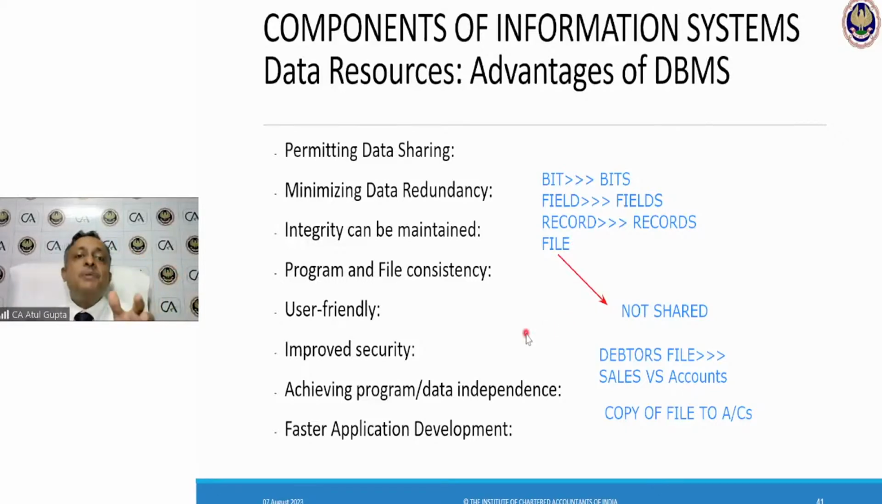Then integrity can be maintained. Yes, because in a database you can give access rules: who can do what. So you can maintain integrity. And data consistency. Yes, in the previous system, the debtors file with sales was updated, but the copy of accounts was not updated. Consistency was not there. So these were the issues in the previous way of storing information in file format, which have been taken care of by the database. Knowing the problem, you understand the benefits much better.